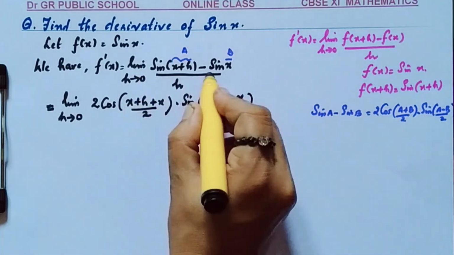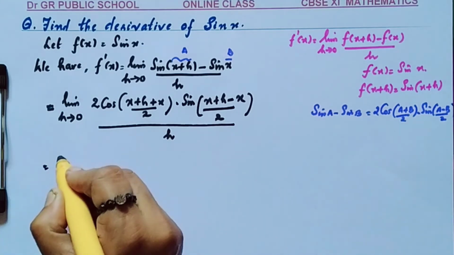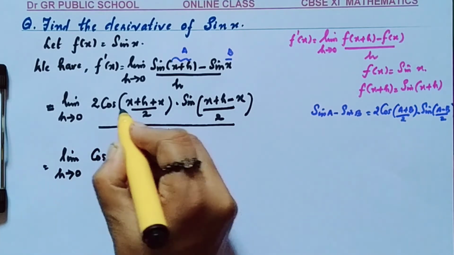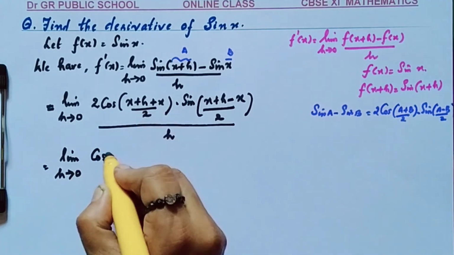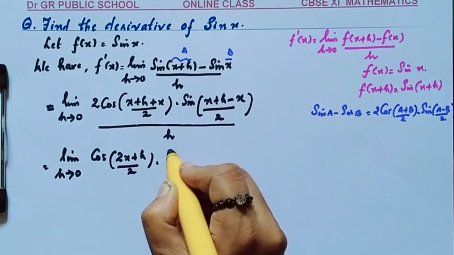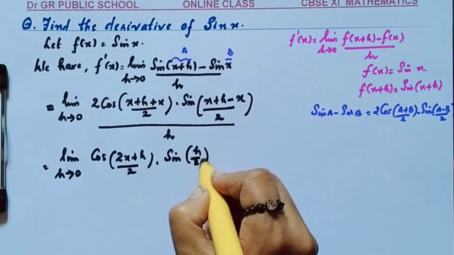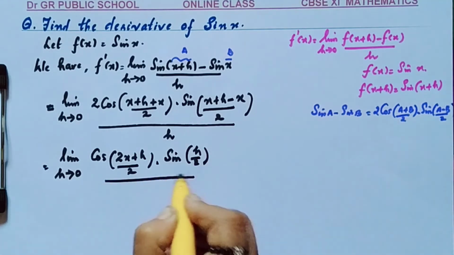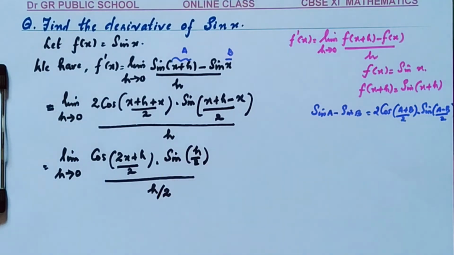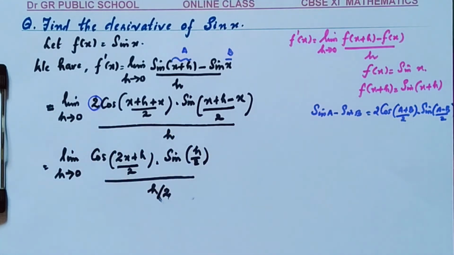This is the numerator alone. The whole divided by an h remains there. And next step I am going to make an arrangement here with limit h tends to 0. This cos x plus h plus x, that is cos 2x plus h by 2 into sin x plus h minus x gets cancelled, the remaining is h by 2, the whole divided by h. This 2 when it comes to the denominator becomes h by 2. Why? Because taking the reciprocal and multiplying, this 2 when it comes to the denominator becomes h by 2.